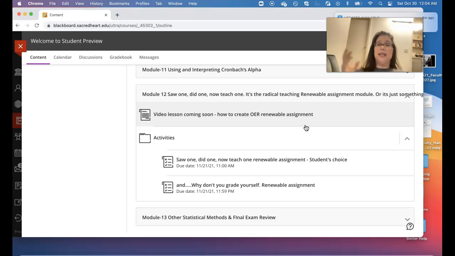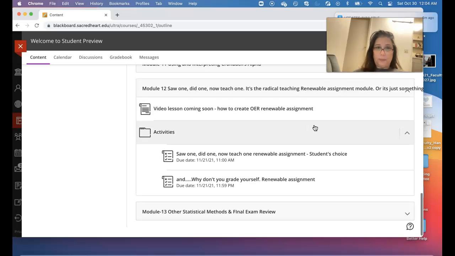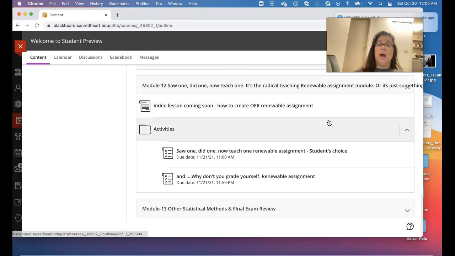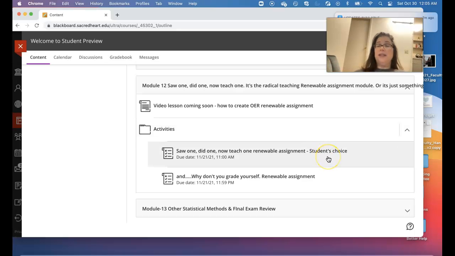For those of you that attended the drop-in lesson, I did do a brief lesson on that. So if you were not at the drop-in lesson, please do watch that lesson. I did actually go over the two-way ANOVA as well. But if you could watch that, I do go over some places where you can find renewable resources to be able to make your materials. And I do go over some information about how to make a renewable assignment and what my expectations are. So this is a student choice.